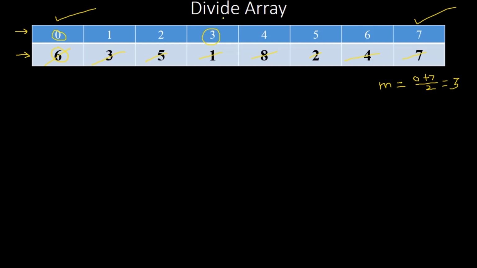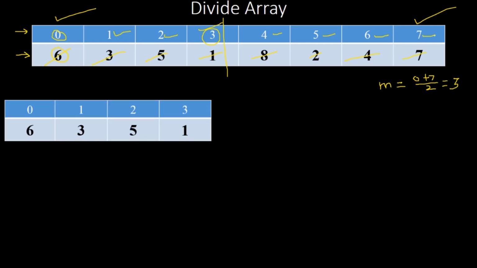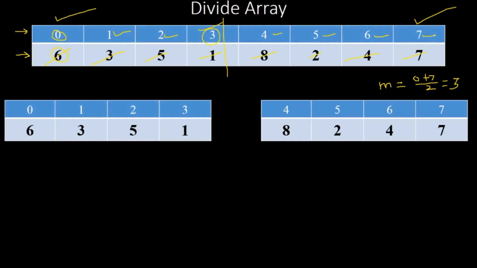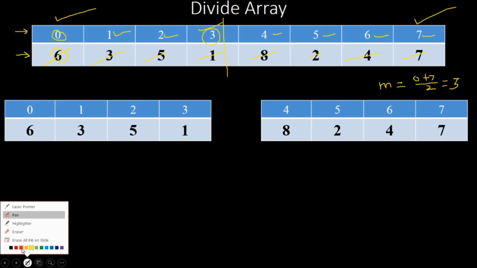So we have got the middle number. So what will we do? We will divide the array into two parts: index number 0, 1, 2 and 3 will be one array, and index number 4, 5, 6 and 7 will be another array, right? So we have divided the array into two parts. Okay, now what do we do? We follow the same procedure to divide the array into two parts.